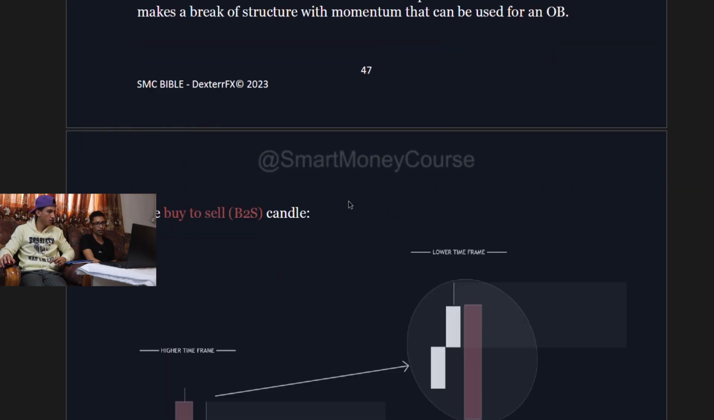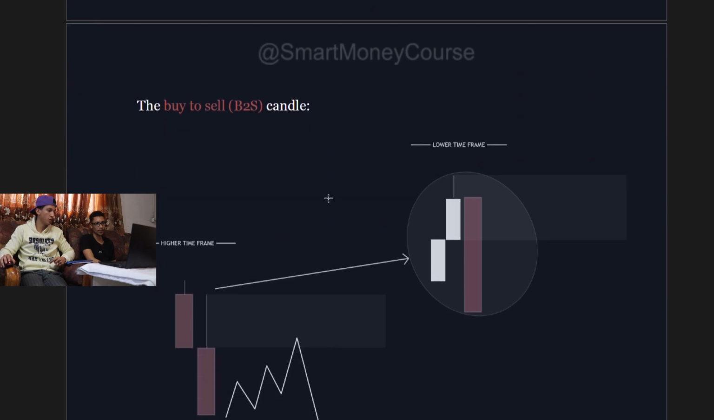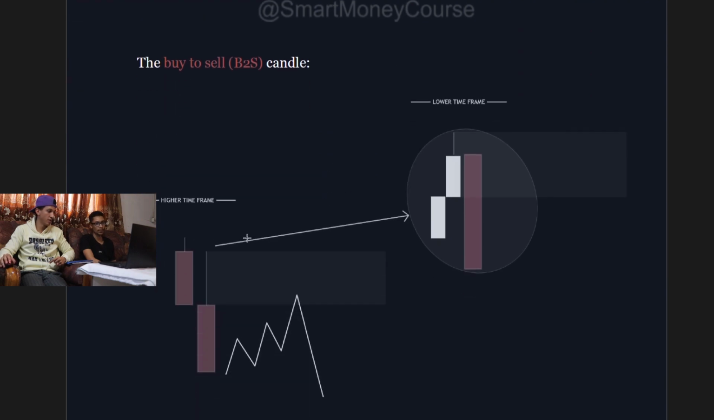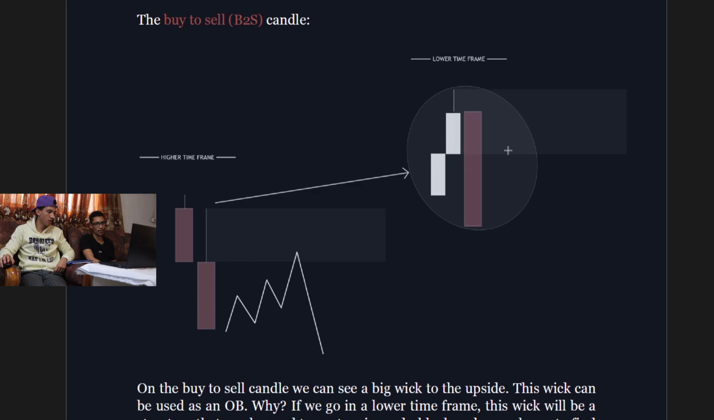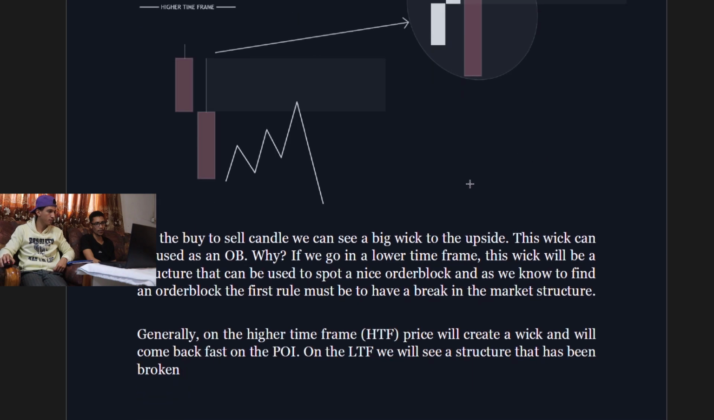Okay. So the buy to sell candle is basically the opposite of the sell to buy candle. It's basically the exact same thing you just saw, just going downwards. You can see there's the higher time frame, and here's our lower time frame.